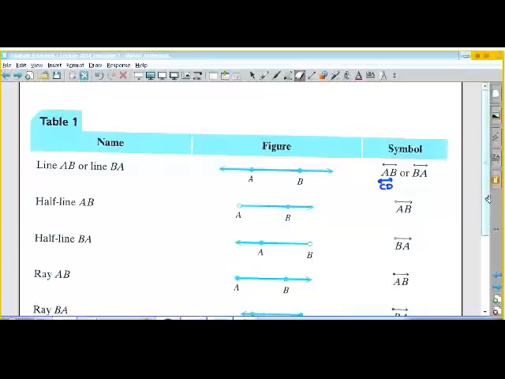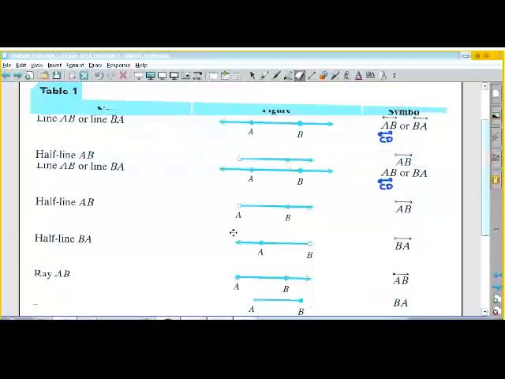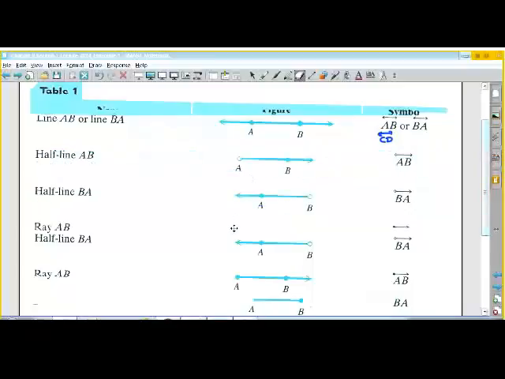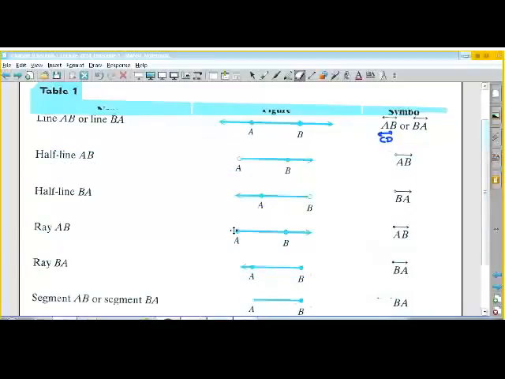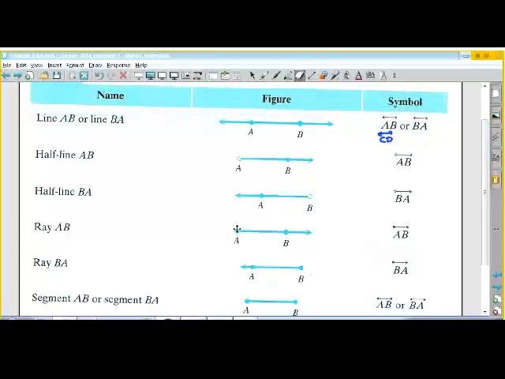Half lines, we don't really use that much. So let's talk about rays first, and then we'll tell you the difference. For rays, the order is important. It's kind of like coordinate pairs versus sets. For lines, the order is not important, but for rays, it is important because one letter represents where the ray starts, and the second letter represents any point through which the ray travels.